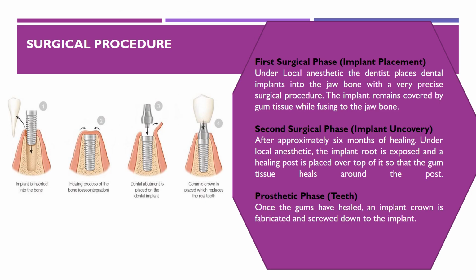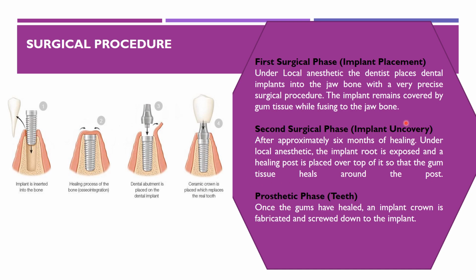Coming to the details of the surgical procedure, the first surgical phase is implant placement under local anesthesia. This places the implants into the jawbone with a very precise surgical procedure. The implant remains covered by the gum tissue while fusing into the jawbone. This describes the submerged type of implant placement. We will be discussing flapless implants, submerged implants, and non-submerged implants. For submerged implants, we always have to go for the second surgical phase.